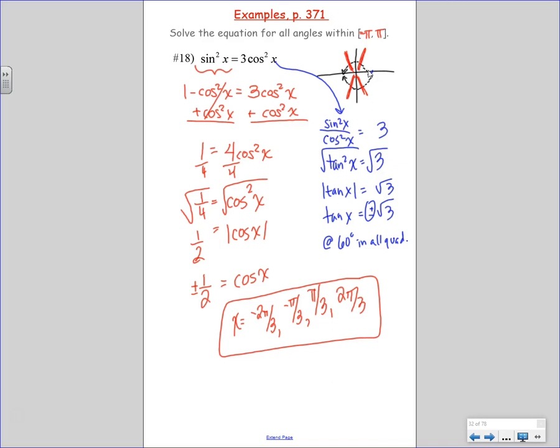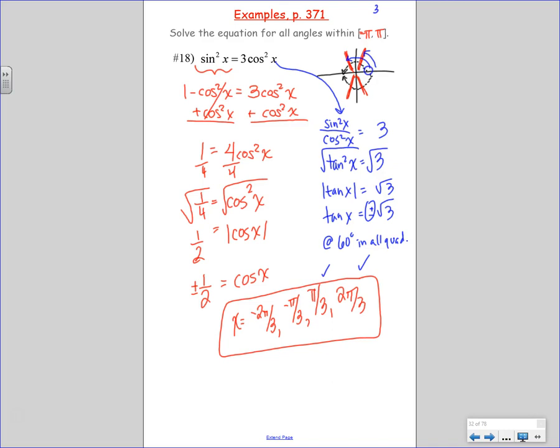And once we figured out at all the 60 degrees and all the quadrants, then we had to go back to our directions and say, but I'm only allowed to look between negative pi and pi. So I was able to go to pi over 3. That one was legal. I was able to go to 2 pi over 3. That one was legal. I got those two. But why didn't I keep going to 4 pi over 3?